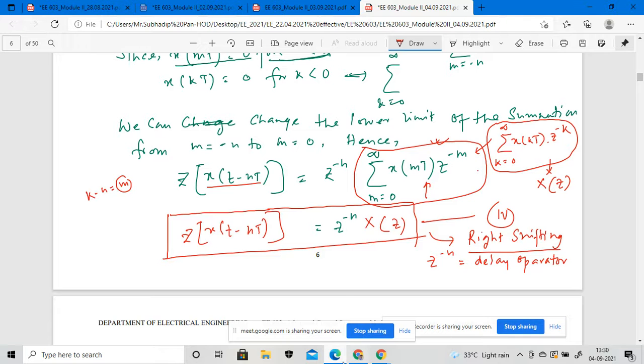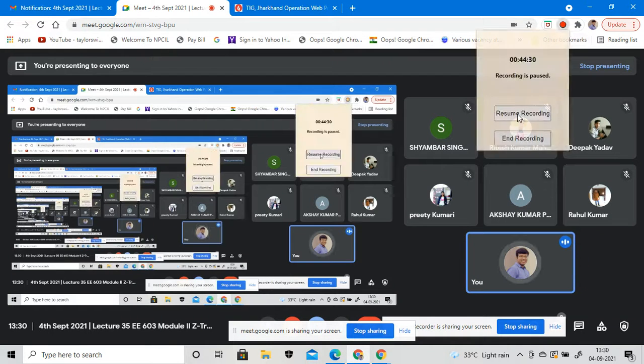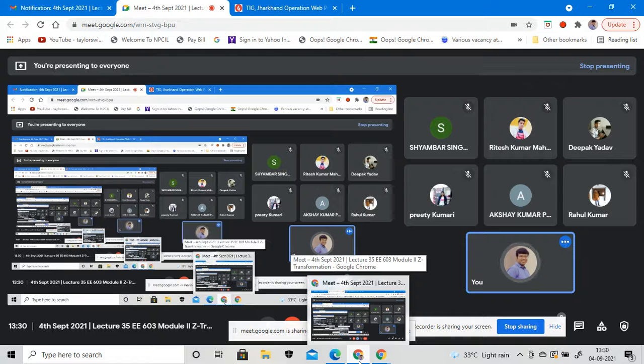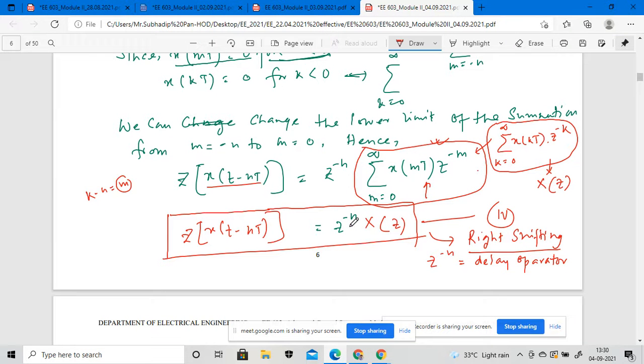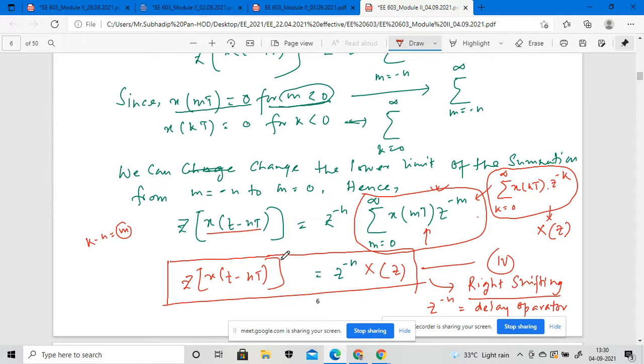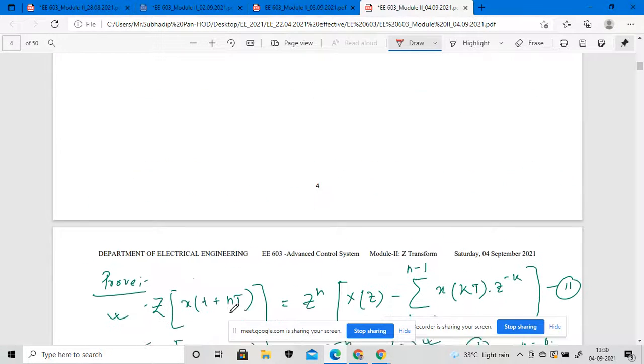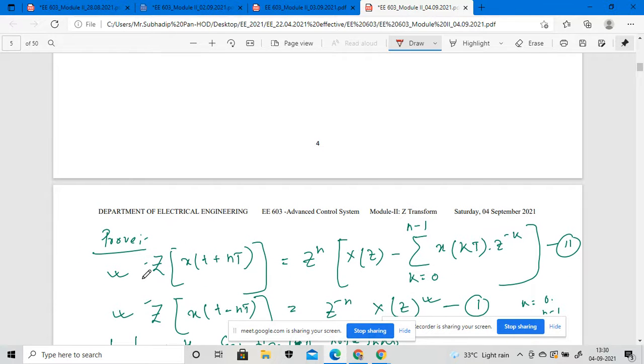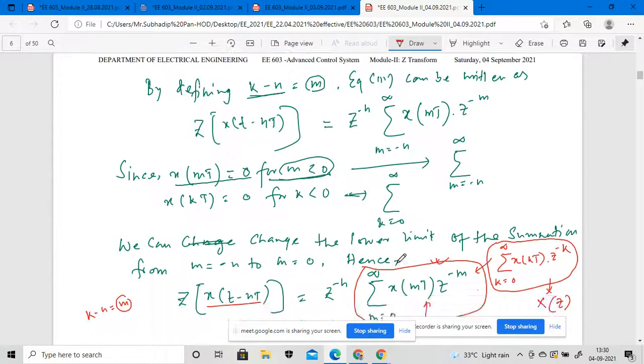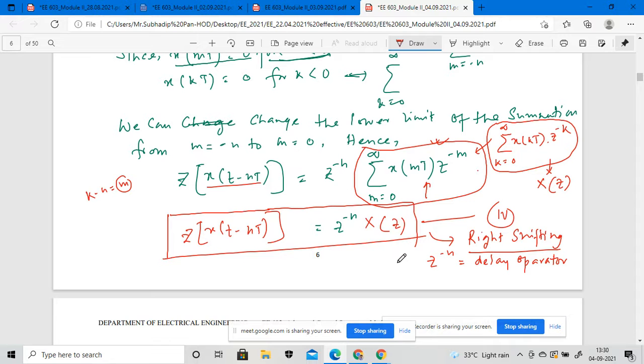I need to check the time. I have to stop the session for today because I have another class. Up to this, it is understandable. Next day, on Tuesday next week, I will discuss the latter part, that is, how to prove this equation for right shifting. We will discuss that in the next part.